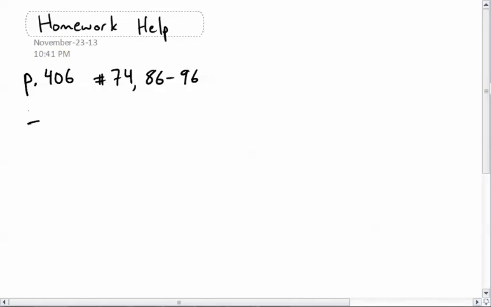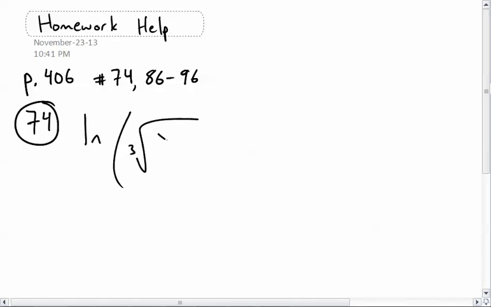So for number 74, what you want to do is expand the natural logarithm of the cubed root of x cubed over y squared. One thing to remember is that the natural logarithm is just the normal log with base e.